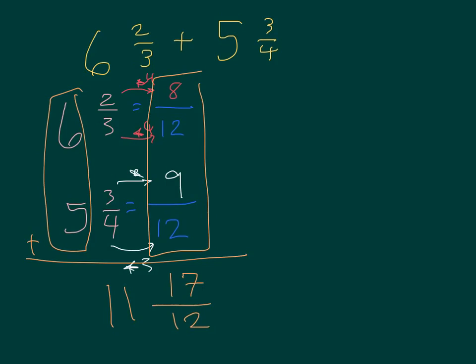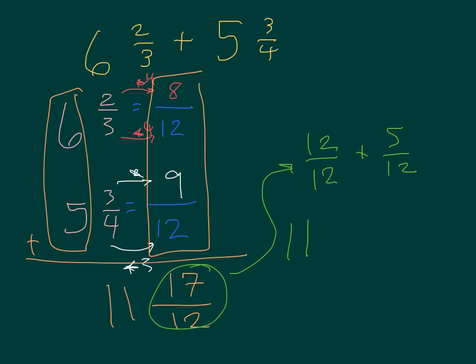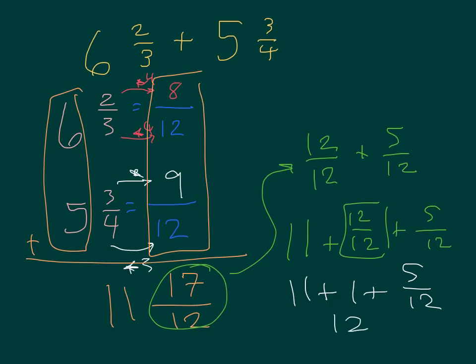Now, I'm imagining that you here are saying something behind the video, that 17/12 is an improper fraction. So just remember that 17/12, I'm going to break that apart. I could say that's 12/12, which we know is 1 whole, plus another 5/12. So another way I could write this problem is to say it's 11 plus 12/12 plus 5/12. That 12/12 is really also known as 1. So it's 11 plus 1 plus 5/12, or 12 and 5/12.